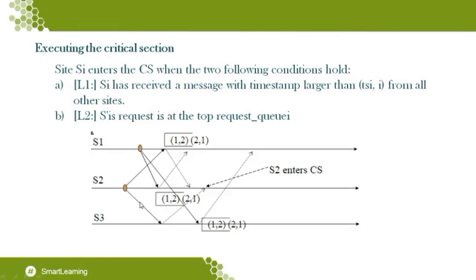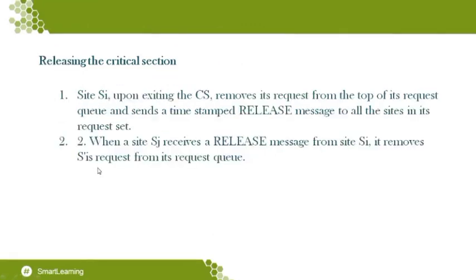In the meantime, S3, which has not yet initiated any request for the critical section, also receives the message and sends a reply. When S2 receives a reply from all the other sites in its request set, it enters the critical section. This is the second phase, wherein you execute the critical section. Now S2 is actually executing the critical section.